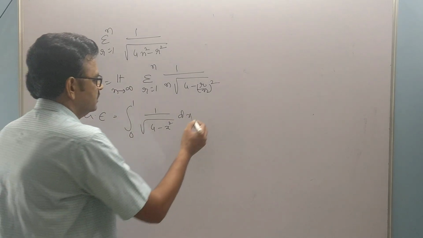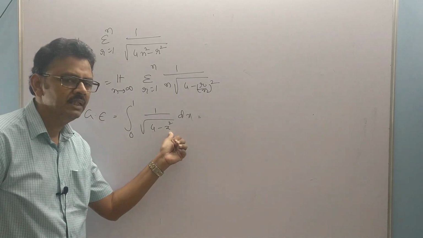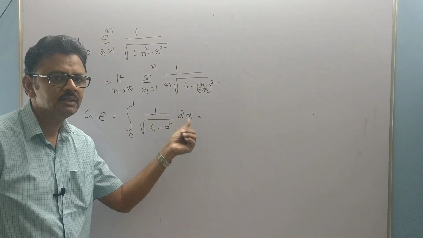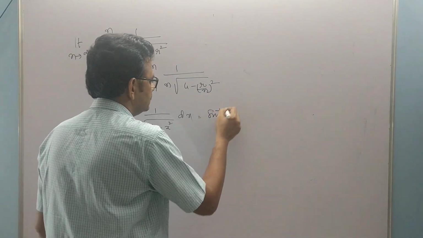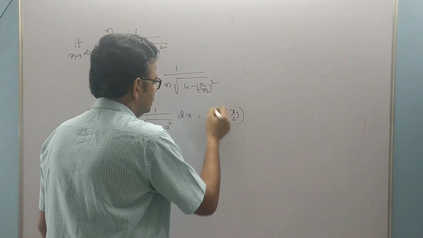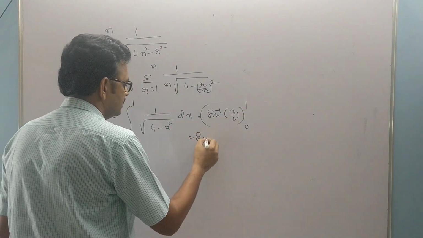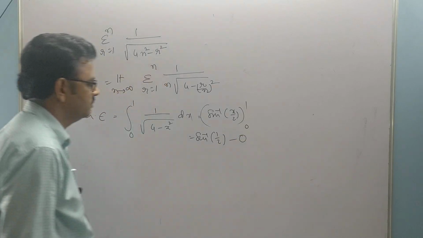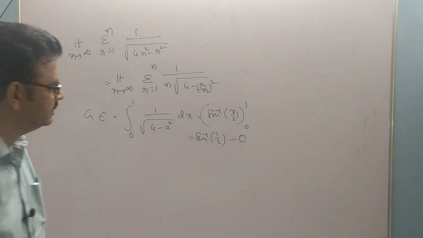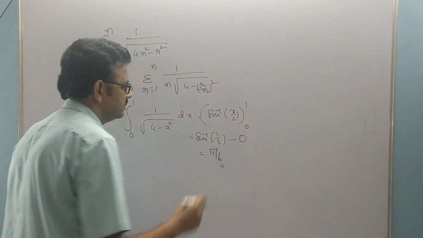So this is of the form 1 by root of a square minus x square, whose integral is sin inverse of x by a. This is sin inverse of x by 2, limits 0 to 1. Upper limit is sin inverse of 1 by 2 minus sin inverse of 0. So sin inverse of 1 by 2 is sin 30, so pi by 6 is the answer.